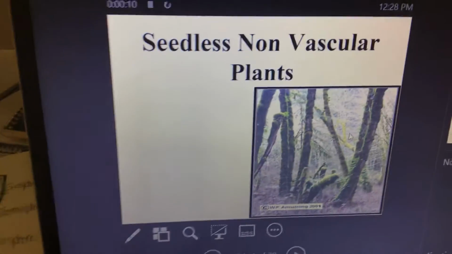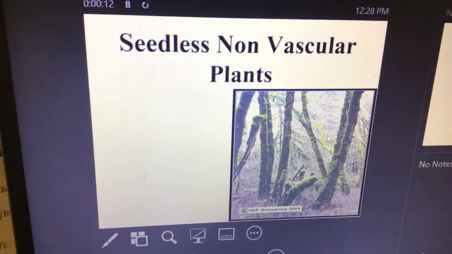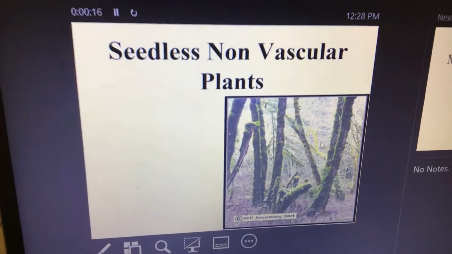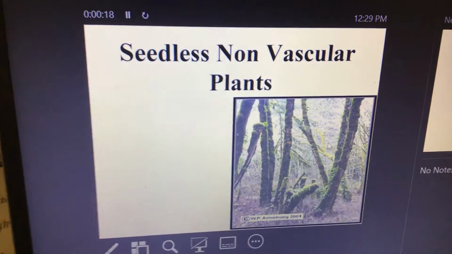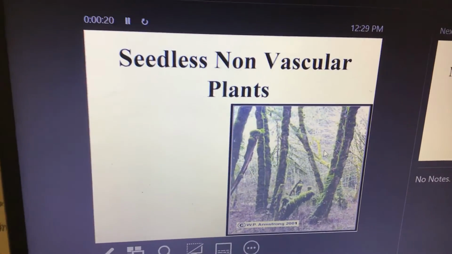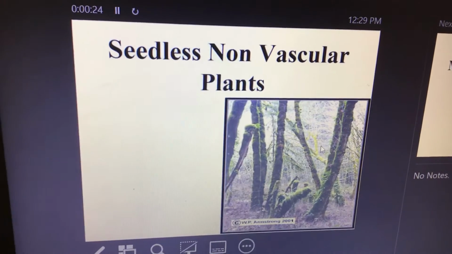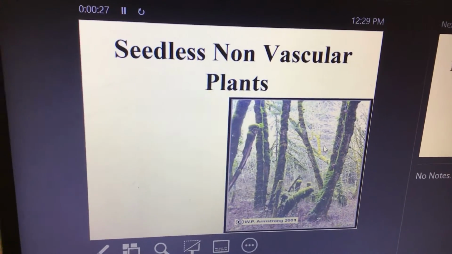Our heading for today is seedless non-vascular plants. So go ahead and write that down, seedless non-vascular plants. So just by looking at that topic, they don't have seeds and no tubes, vessels, or veins to carry things.